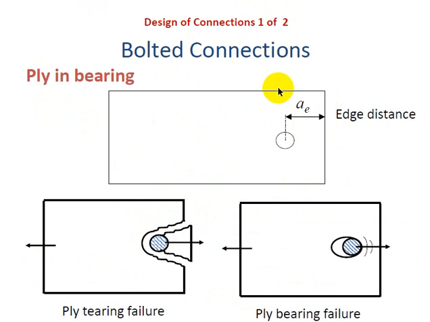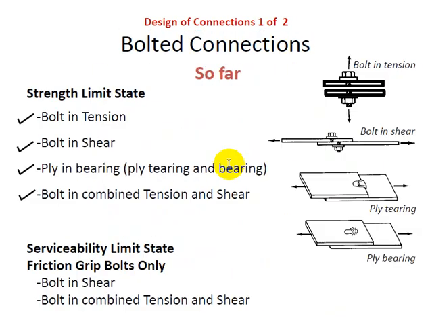Okay, so bolted connections, ply and bearing. Basically, when you have an axial tension, you're going to have bearing and tearing. Tearing is when some part of the ply is going to be torn out with the bolt. However, when you have a bearing failure, the bolt hole is going to be expanded. And as I mentioned before, the edge distance is the distance from the last bolt near the edge to the end of the ply. Here are some examples.